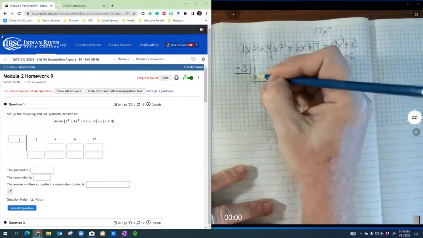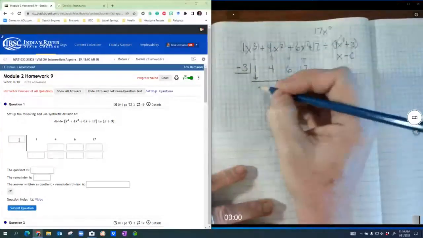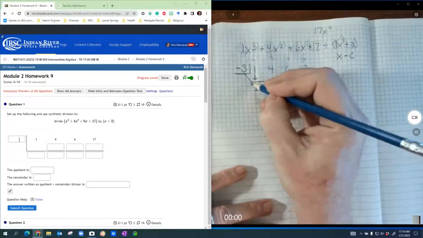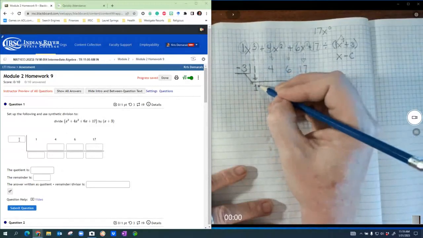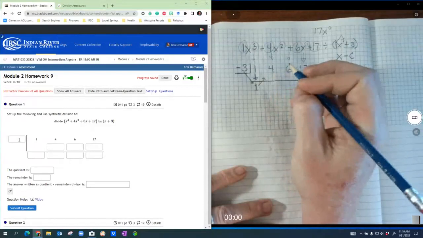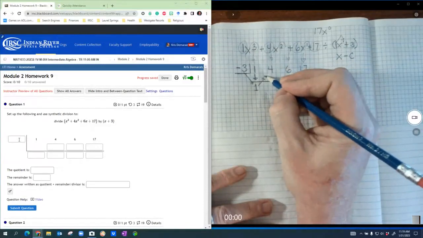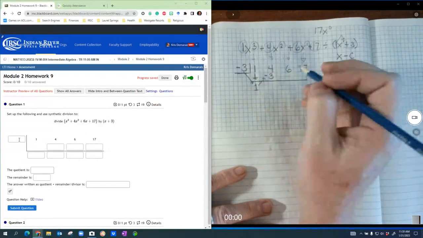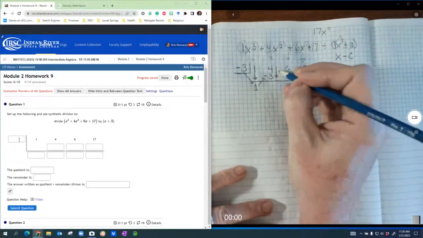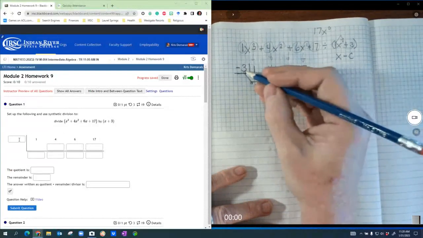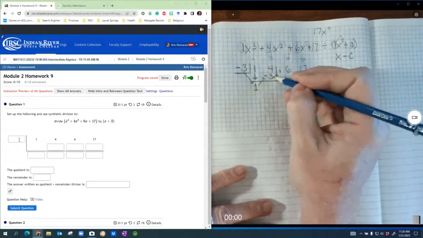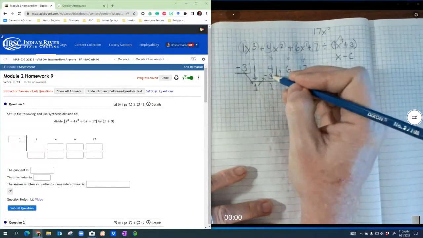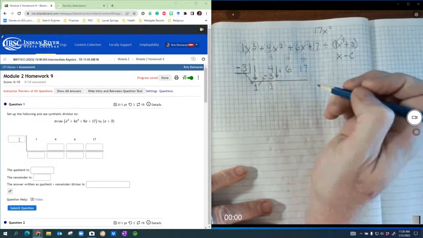Now you drop this value down. Then you multiply this number that we just dropped down by the number we put here, so we have negative 3 times 1, which is negative 3. Then we add these two together. So multiply, the product goes here, and add them together. It gives us 1, because 4 plus negative 3 is 1.